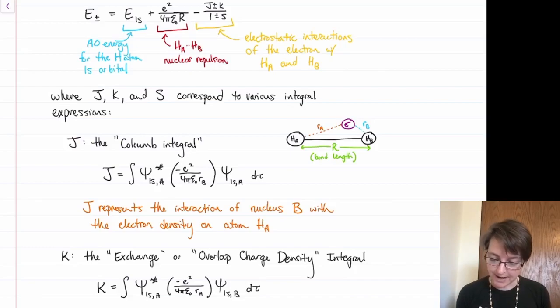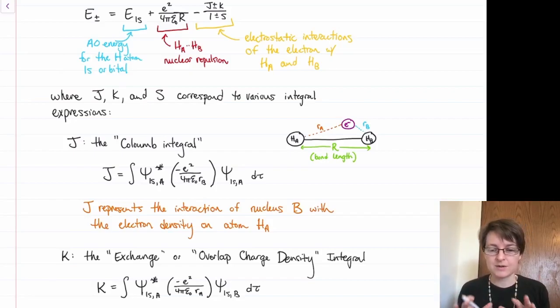So I'll get J minus K divided by 1 minus S. J represents our Coulomb integral, and the form of the integral is shown on this lecture slide. You don't necessarily need to write it down, but what it represents is the interaction of nucleus B with the electron density on atom A.